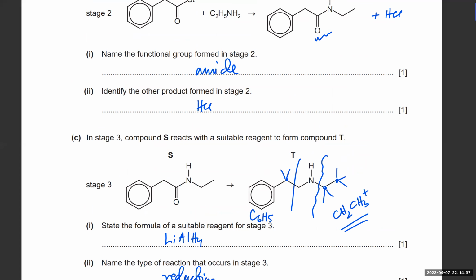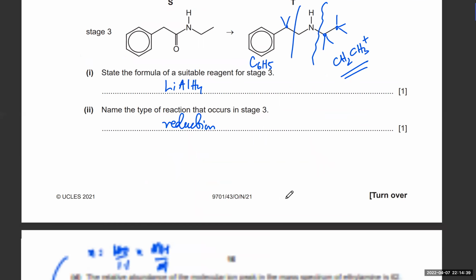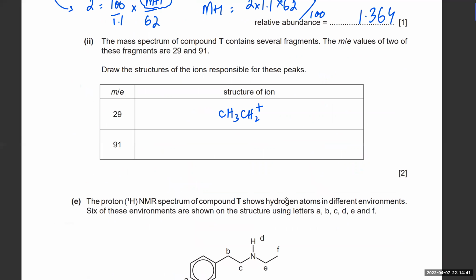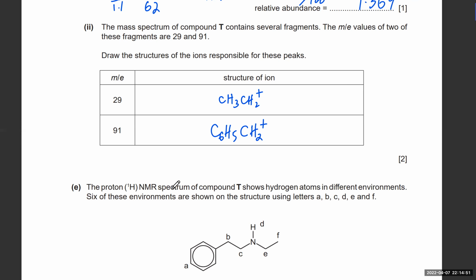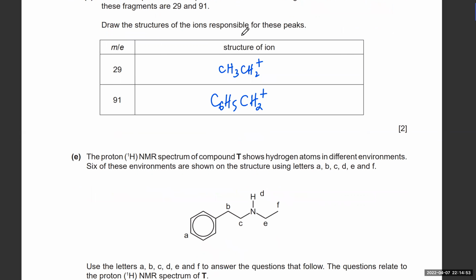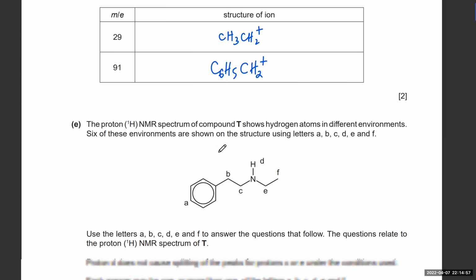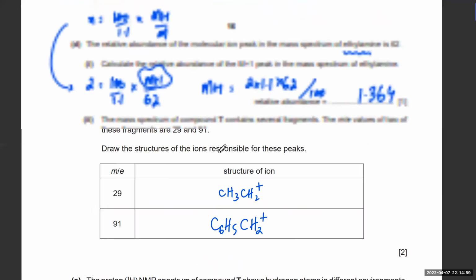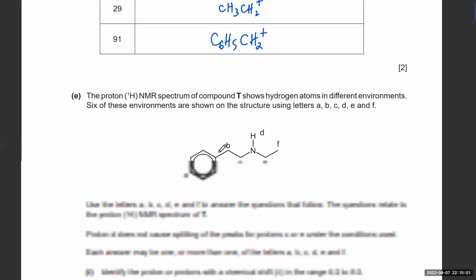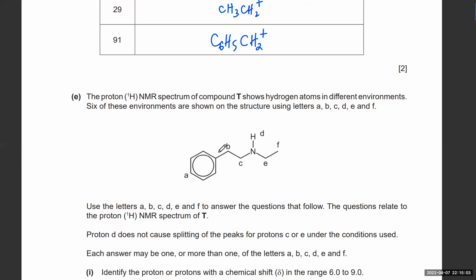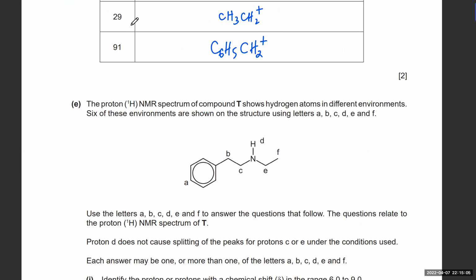This one, a benzene with CH2. So that's C6H5 and CH2. That is your fragment. That's 91. Is that clear? So we figured out the fragments of the molecule that had a mass of 91 and 29.